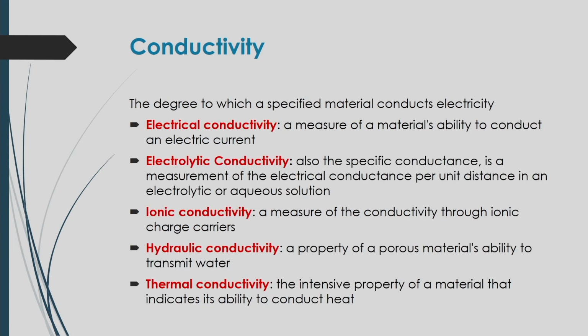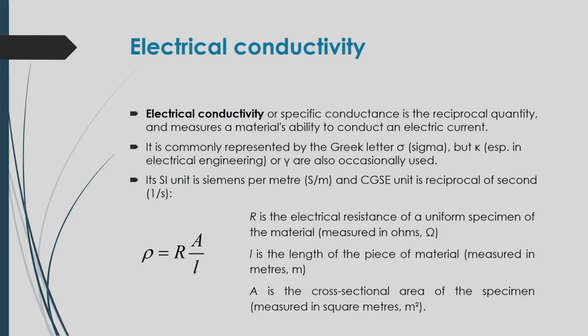Similarly, conductivity is another variable. There are several different types of conductivity which tell you how a specified material conducts electricity in the solution: electrical conductivity, electrolytic conductivity, ionic conductivity, hydraulic conductivity, and thermal conductivity. You have to calculate all those conductivity behaviors of the solution. Electrical conductivity you can calculate by the equation given in the slides, where all other parameters are also given.